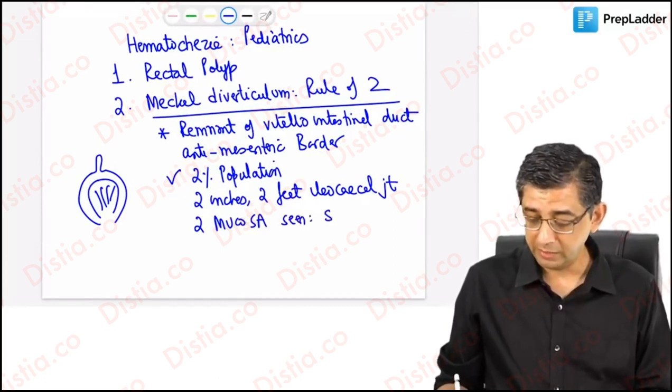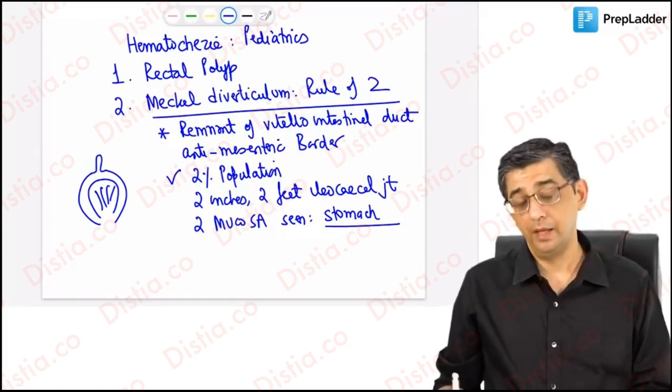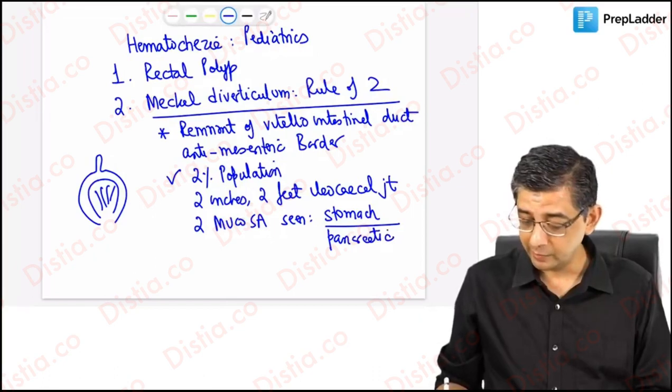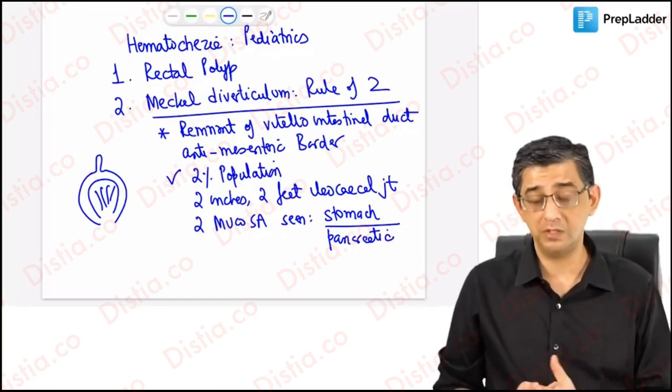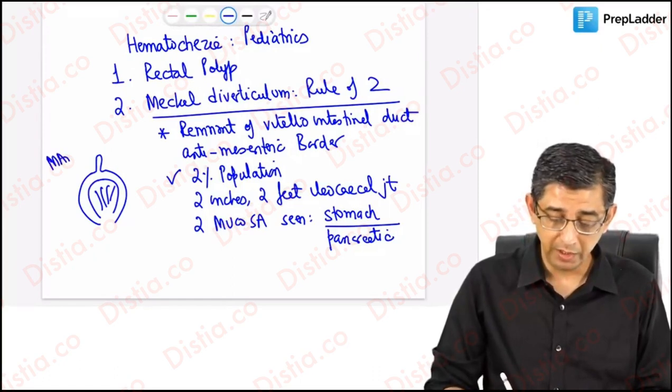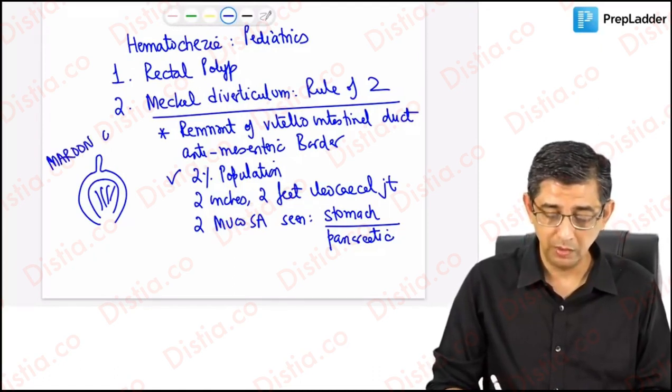And while I'm writing it, please tell me the imaging modality of choice for this condition. The commonest presentation of this condition is asymptomatic. 98% of patients are asymptomatic. Only 2% will turn symptomatic, and the question would say the child is having passage of maroon color stool.